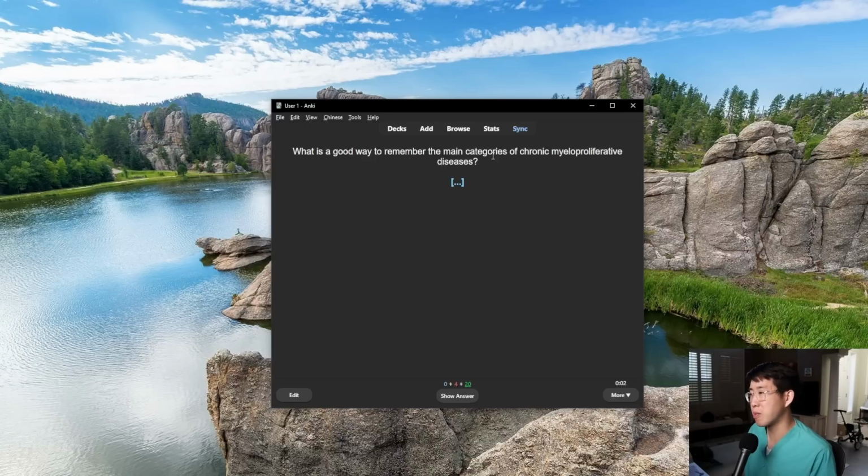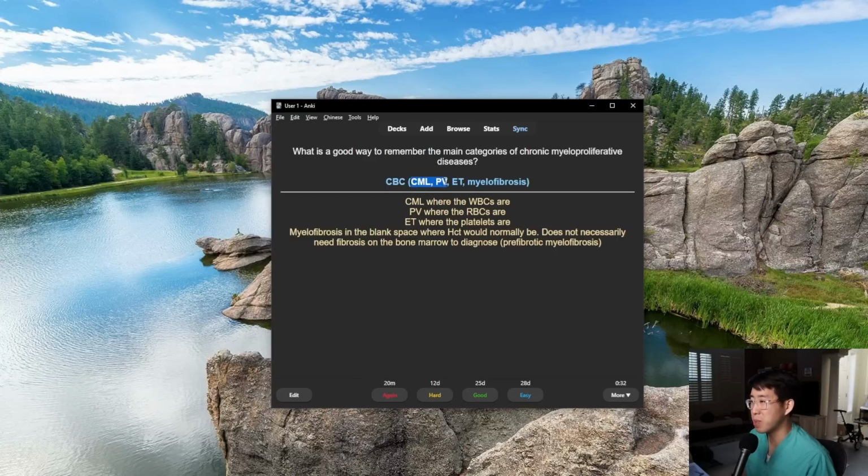What is a good way to remember the main categories of chronic myeloproliferative diseases? So Robbie taught that just looking at your CBC, on the very left, you have your white cells. So that would be like CML, chronic myelogenous leukemia. Then on the top, you've got your hemoglobin. So you've got polycythemia vera. On the right, you've got platelets, essential thrombocytosis, or thrombocythemia. And then on the bottom, you've got your hematocrit. That's where you can put a throwaway one, which is myelofibrosis. So CML, PV, ET, and myelofibrosis.